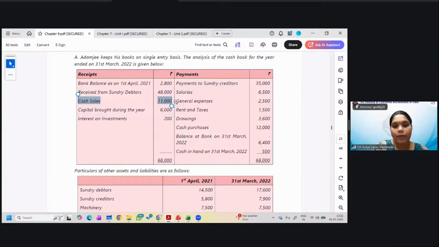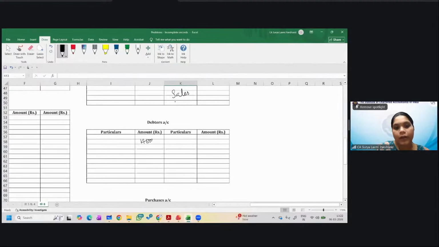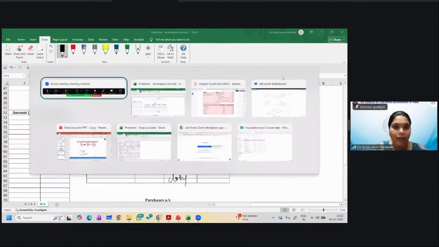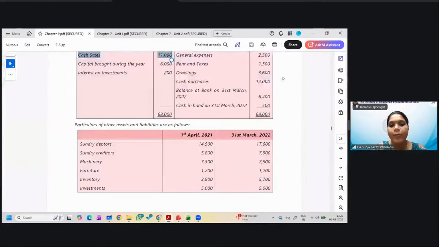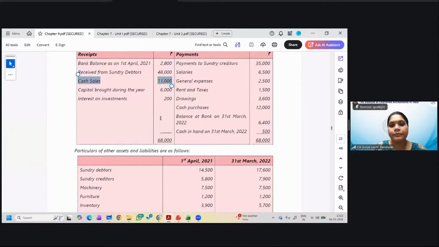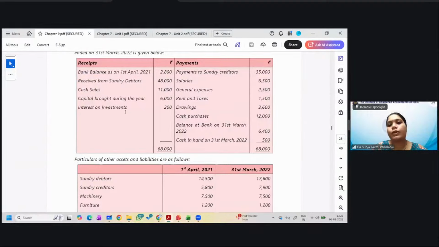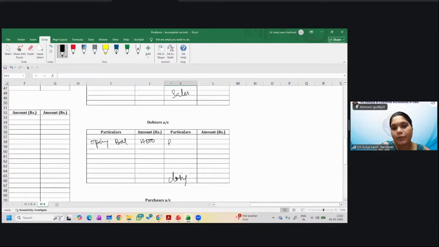Okay. So debtors: what is the opening balance? 14,500. Then what is the closing balance? 17,600. What else will come in the debtors account? We already discussed. Opening balance should be there. Closing balance should be there. Then whatever credit sales you have done will come up. And there's one more thing that should come up. Yes, receipts: whatever you have received from the customers.